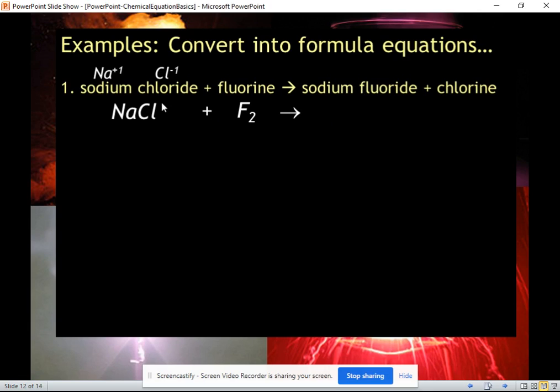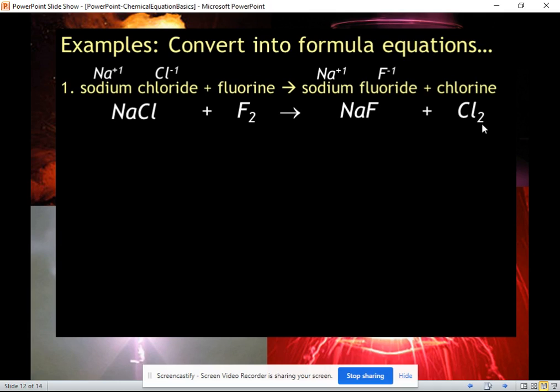Sodium fluoride, I'm going to use the same thing. Is this ionic or molecular? Ionic, because there's no prefixes. So Na plus 1, fluorine minus 1, cross charge them, 1 and 1, NaF. Chlorine is an element, right? Monoatomic or diatomic? It's diatomic, so it's Cl2.